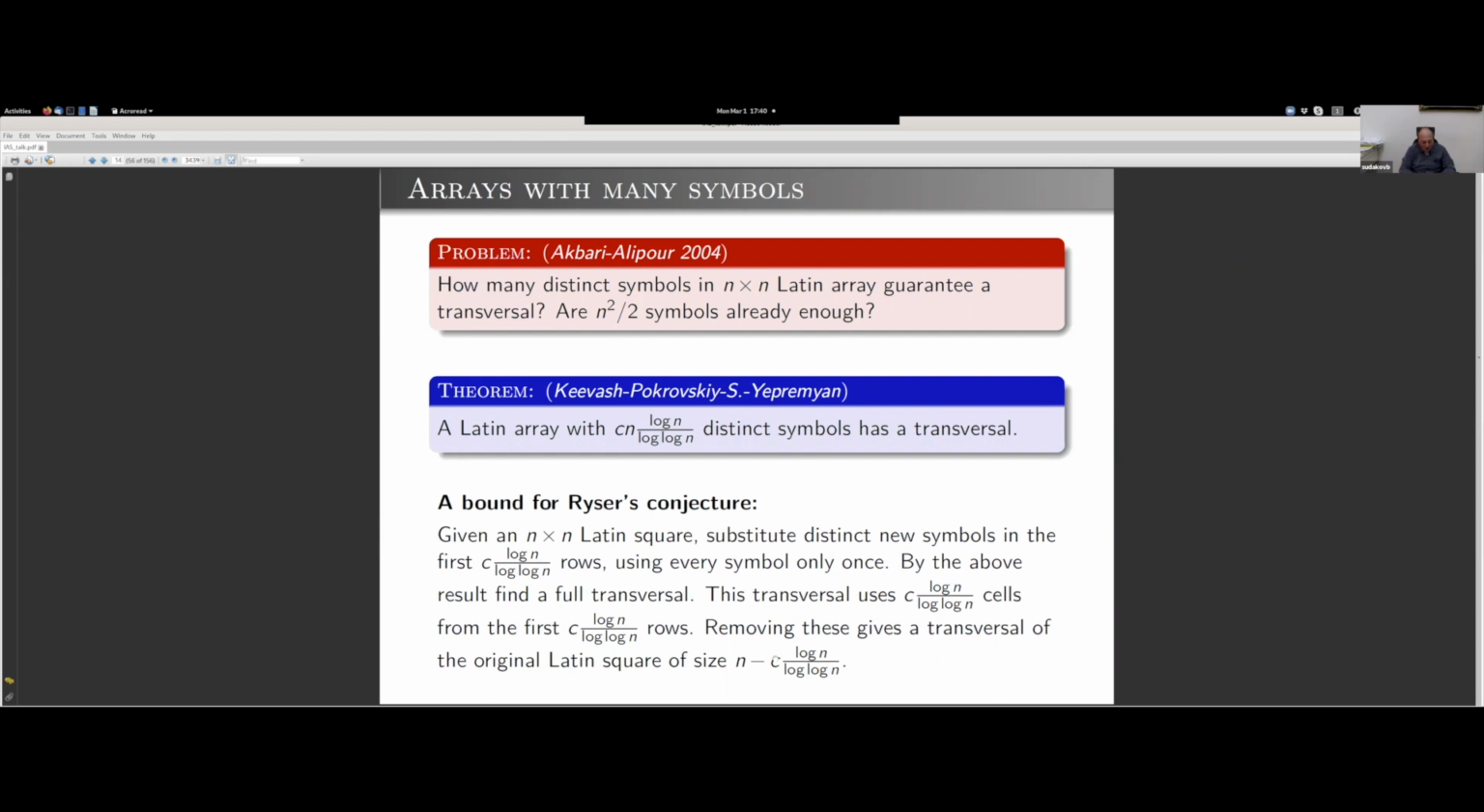It's actually a very good question, Avi. So actually, Latin arrays on a small scale can have worse properties than Latin squares. So you can construct a Latin array which will not have a transversal of size n minus 1.